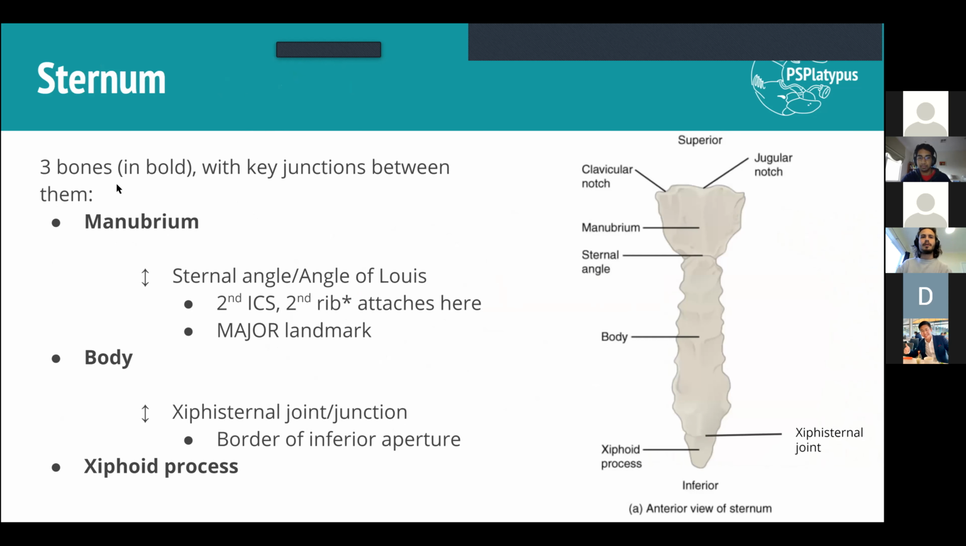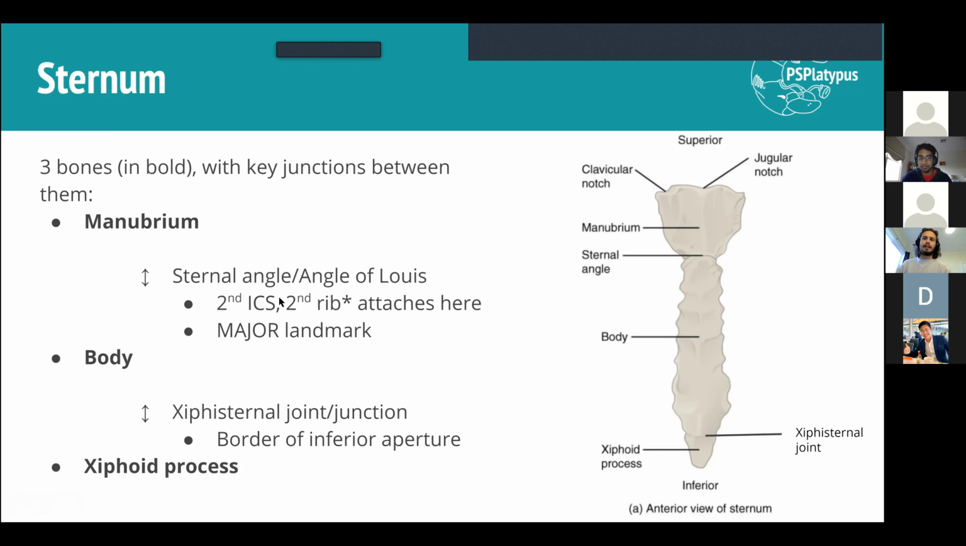We've got 3 bones in the sternum, and then we've also got 2 very important junctions or joints between them. So we've got the manubrium, which is the superior bone of the sternum, the body, which is the long main one, and then the xiphoid process, which is this little one down here. They connect to the rib cage. They're anterior. They obviously perform that protective function of the rest of the thoracic wall.